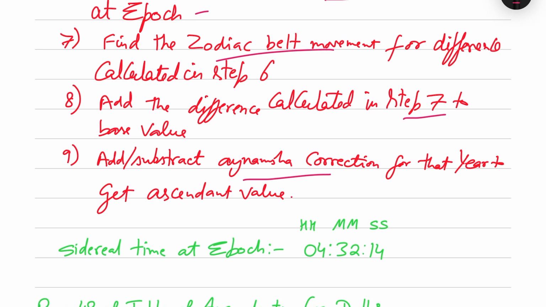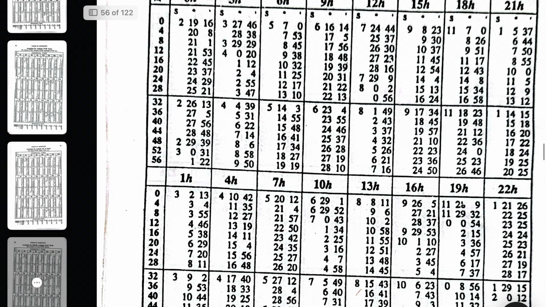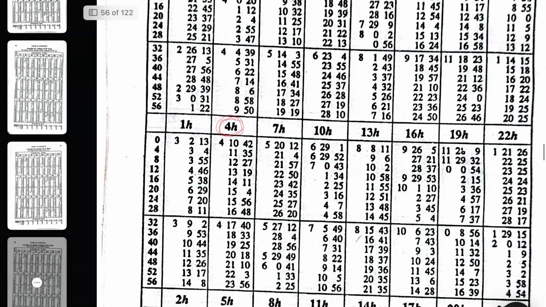Sidereal time at epoch is 4 hours 32 minutes and 14 seconds. Table of ascendant page 48 is for Delhi, and you can see the latitude from the last pages where all the major cities of India are given. So our sidereal time at epoch is 4 hours 32. 4 hours is directly given here. Then we see if on the left-hand side we have a value. So we have a value for 32.